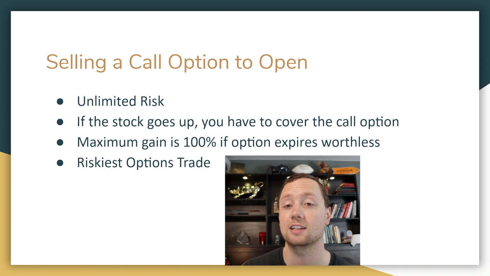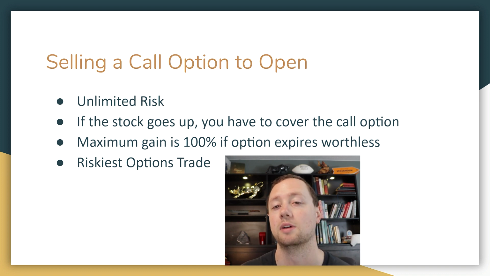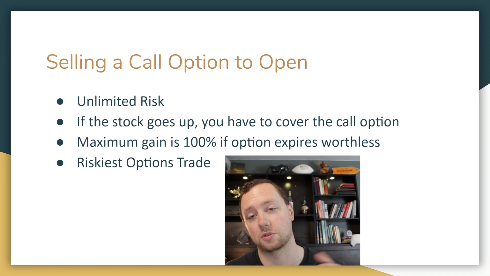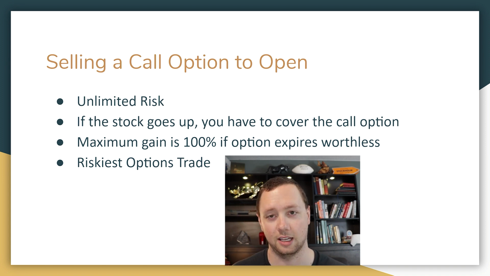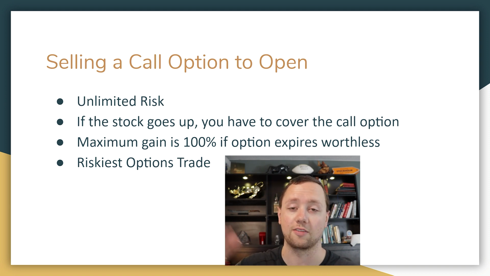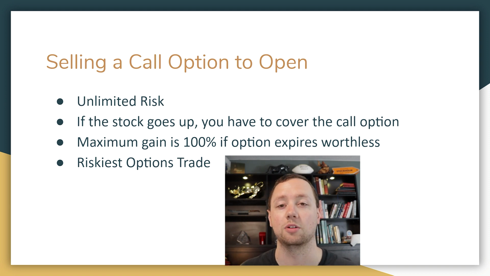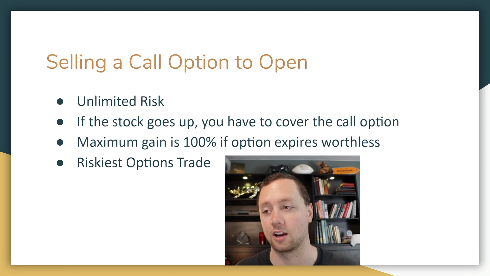The maximum gain on this is only 100% of your investment. You can collect that premium and hold that entire premium if that option expires out of the money and expires worthless. So the upside here is 100% of your investment. You get to keep it at expiration. The downside here is unlimited loss. If Apple skyrockets, you could be on the hook to cover that difference the entire way through.